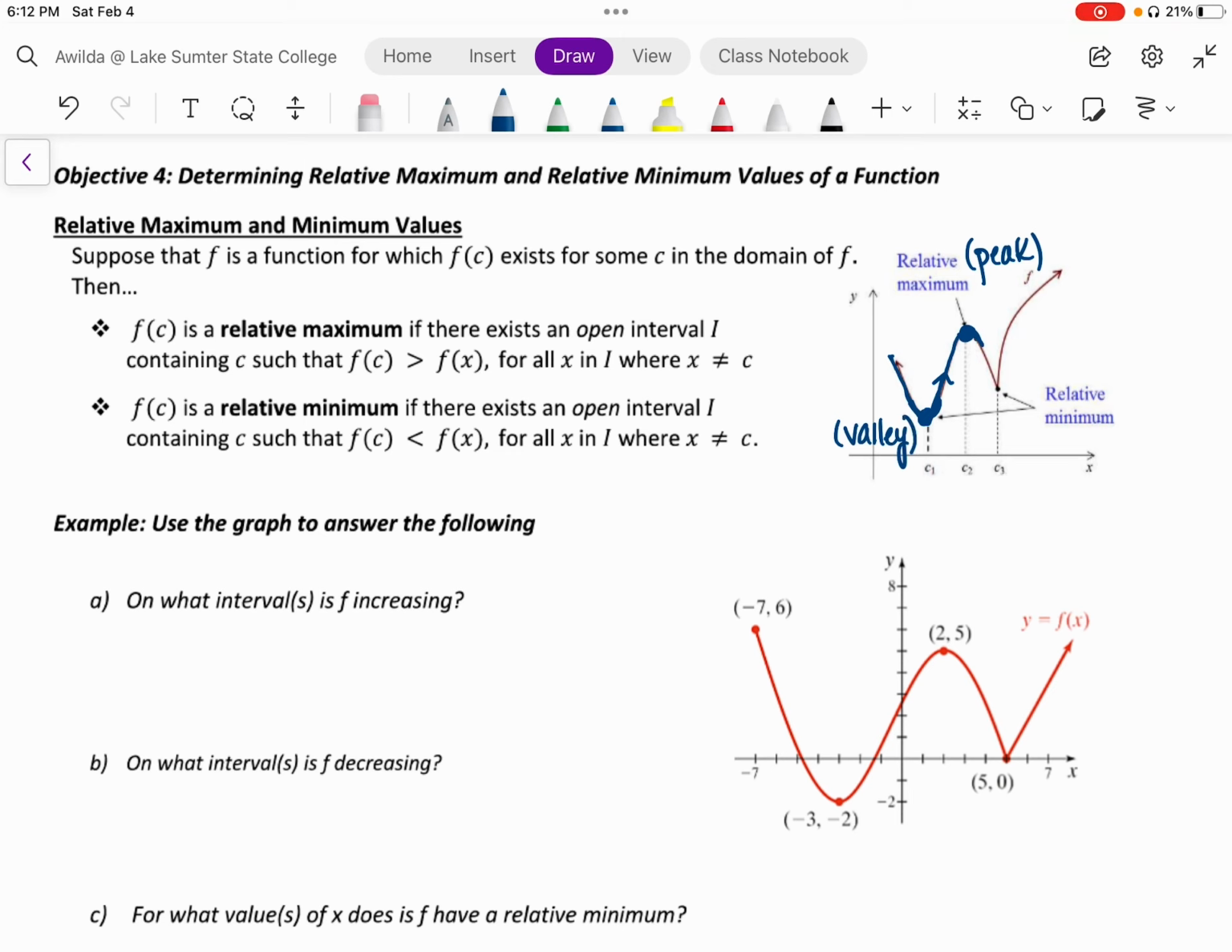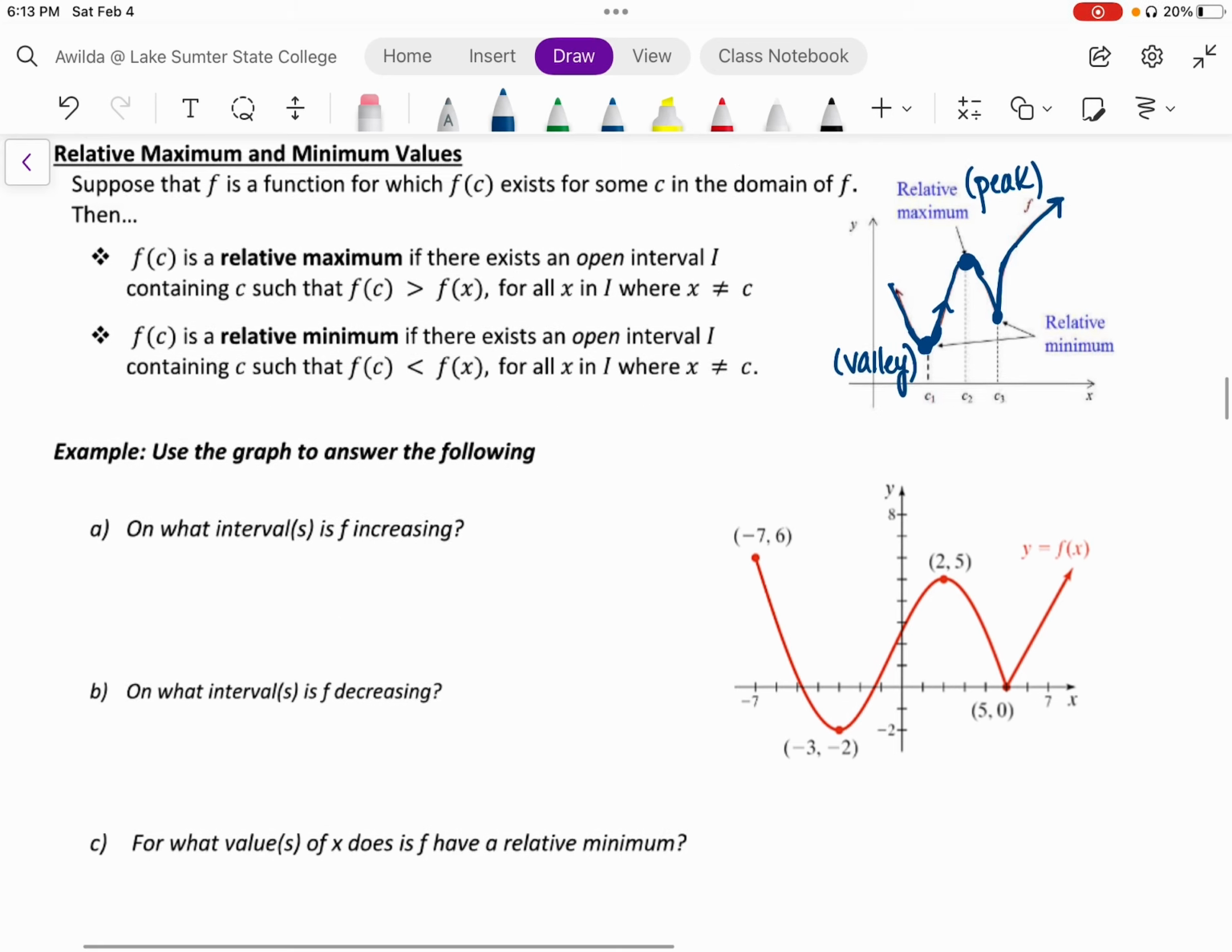Notice that as we continue in the graph, we find a second valley. A second valley means we have a second relative minimum. Now, there could be multiple relative minima or relative maxima, but there's always one absolute minimum or maximum for any graph, unless we have infinities involved.